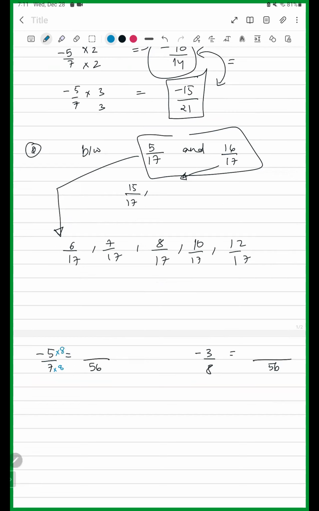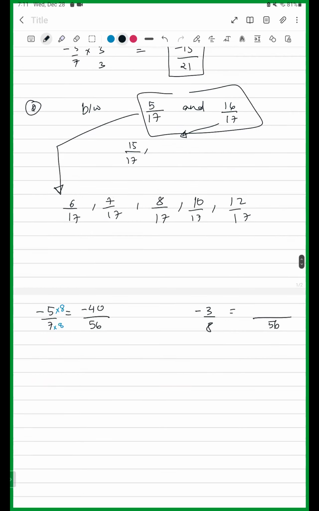And then it will be -40/56. Very good. Then on the other side, it would be -25/56. No, -25? Minus 21. Very good. Minus 21.